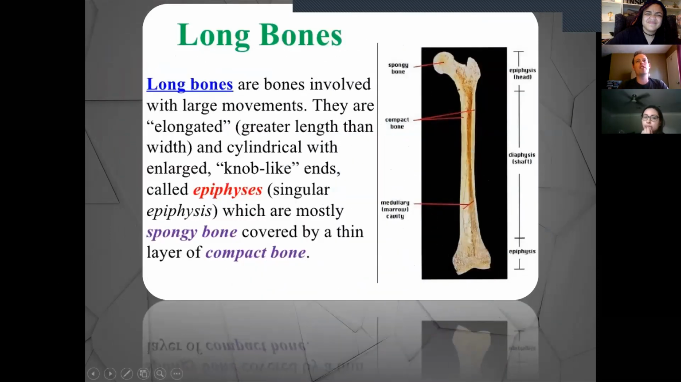So there's a little bit further of a definition for you guys. Those long bones are directly involved with those very large movements. And they are elongated to serve that purpose of those large movements. They have the knob-like ends, which we call those epiphyses that we just talked about. And they're always going to be composed of that spongy bone covered by that layer of that compact bone.